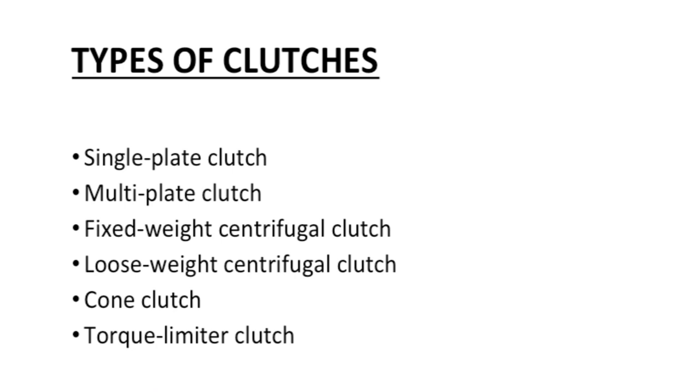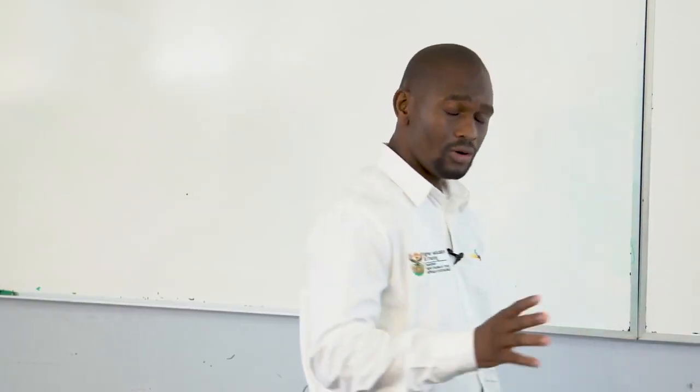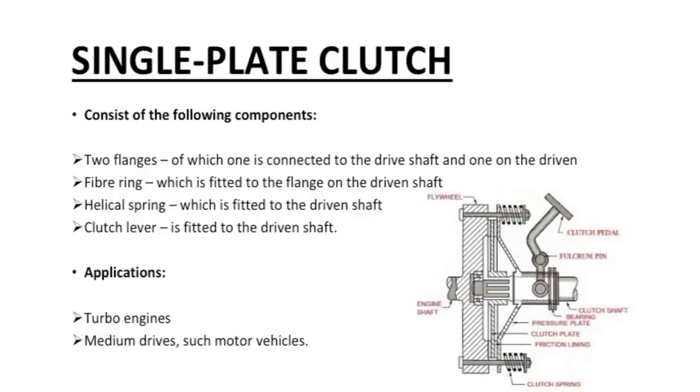Then we have different types of clutch. Clutch number one that we have is a single plate clutch. Then we have a multi-plate clutch. We have a fixed weight centrifugal clutch. We have a loose weight centrifugal clutch. We have a cone clutch, as well as a torque limiter clutch. So these are all the types of clutch that we will be seeing in this chapter of brakes and clutches for fitting level 3. So let's start with the single plate clutch.